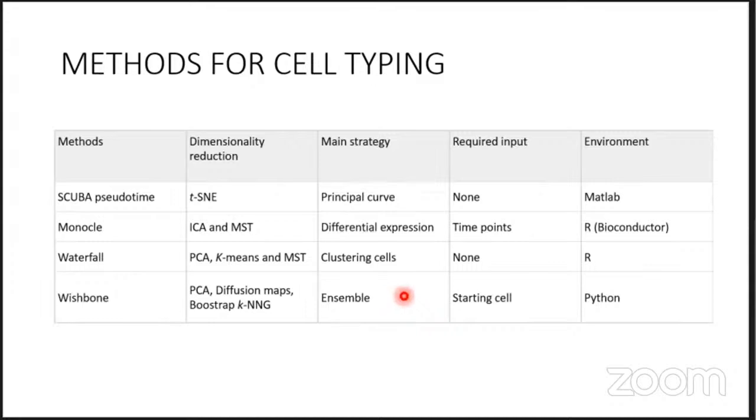If somebody has a math or statistics background, they understand better which equations work and how. But for a biologist, we only need to understand that this is the method, this is the algorithm, and how it works. The required input is simply that you feed your data. The environment is MATLAB; ICA and MST can be done in R, PCA and K-means can be done in R, and PCA diffusion can also be done in Python.